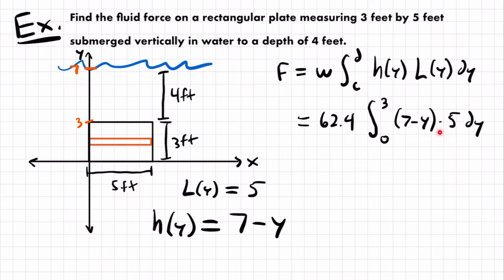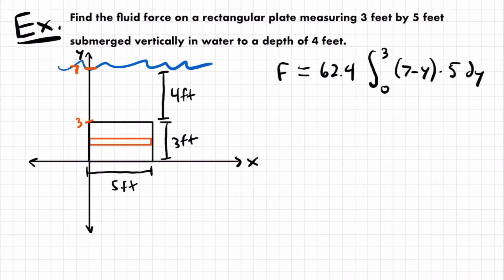And so let's solve this definite integral to verify that what I'm saying is true. Let's see if we get the same answer from this definite integral that we got from our previous definite integral for this problem. So if I clean up my work here, I'm going to pull out this 5 to the outside. 5 times 62.4 is 312. So this is equal to 312 times the integral from 0 to 3 of 7 minus y times dy.